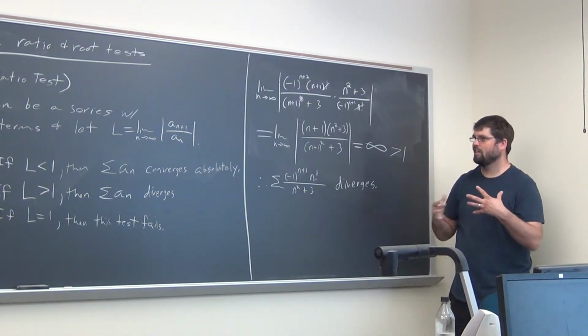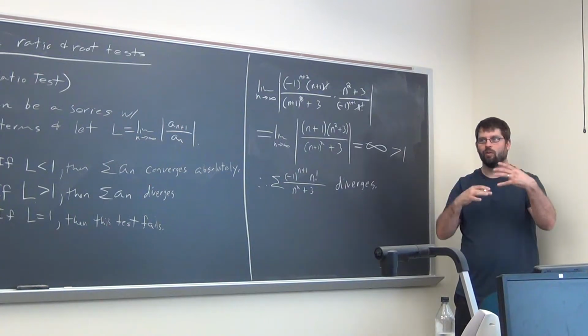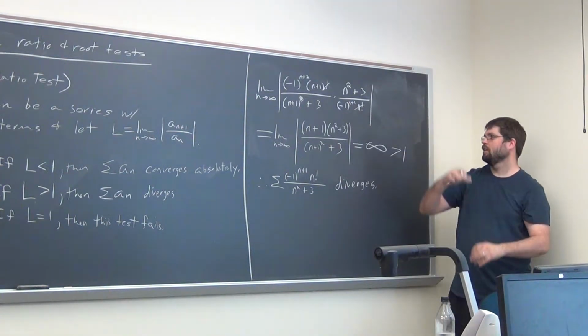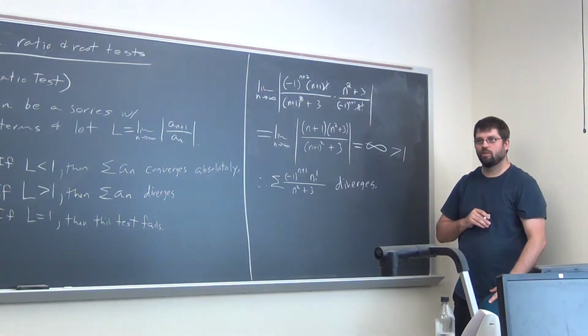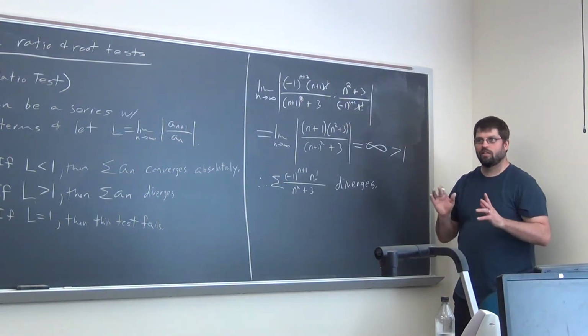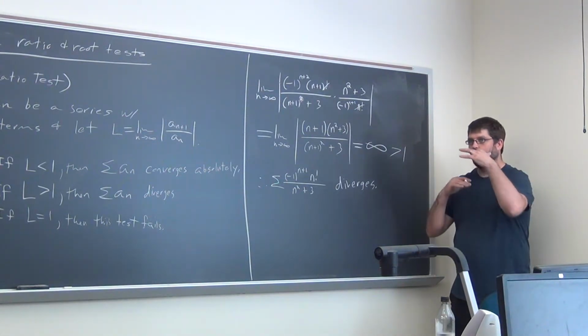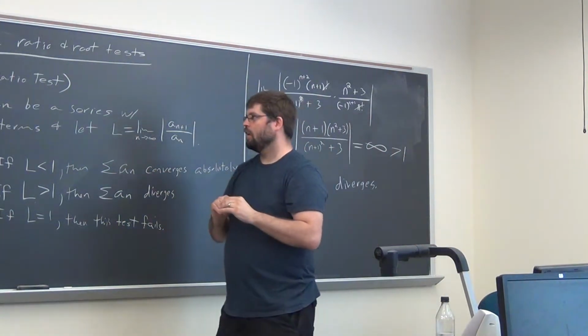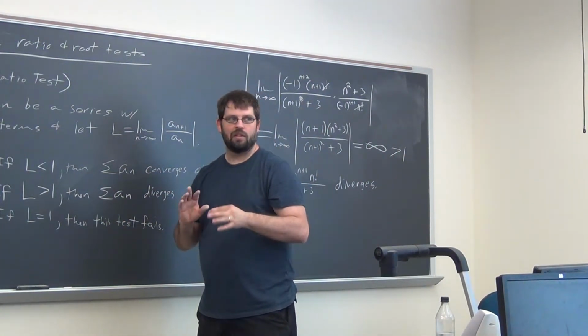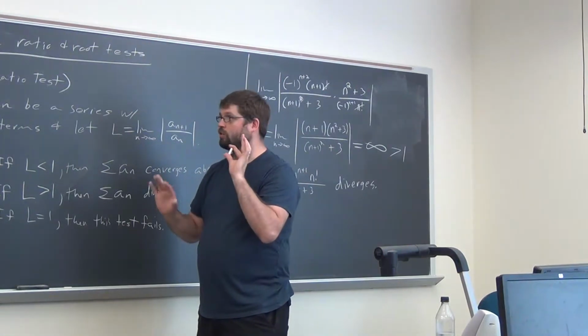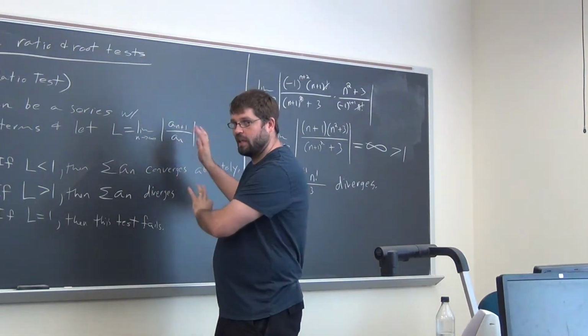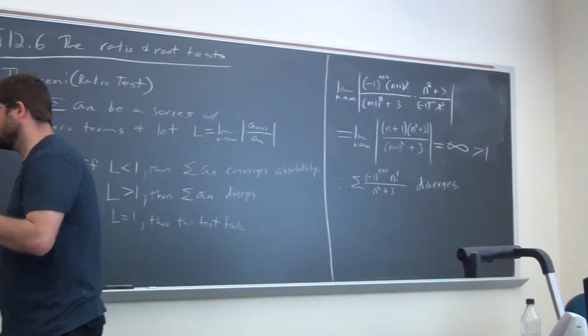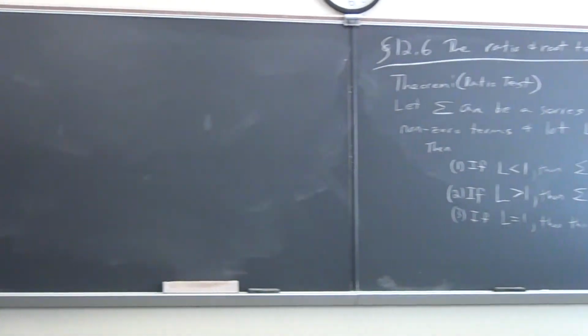But sometimes it's hard to see when you have factorials and exponential bits. So I wouldn't get too bogged down if it's not polynomial over polynomial or polynomial over an exponential. I wouldn't worry about the details of the nth term test. I'd just jump to the ratio test and try it, because it kind of gives you everything for free.